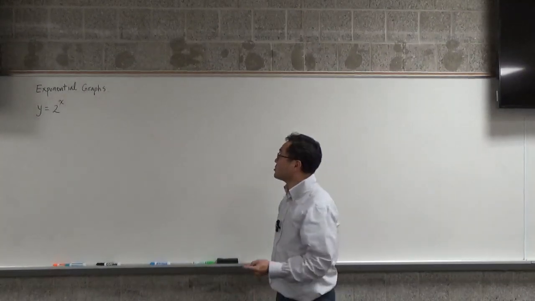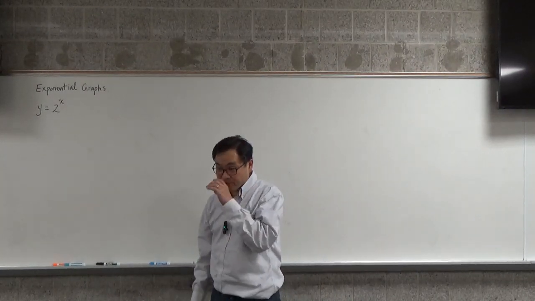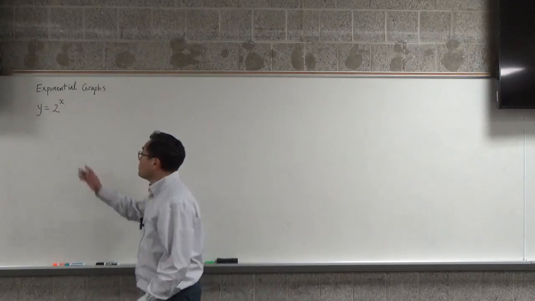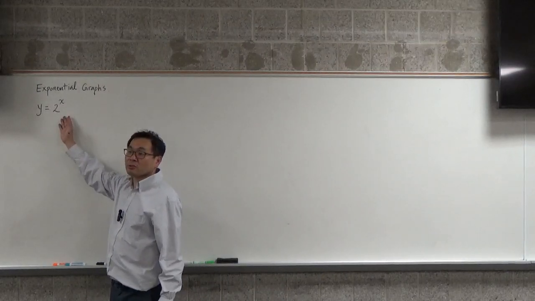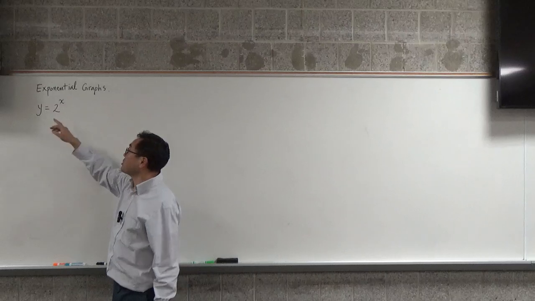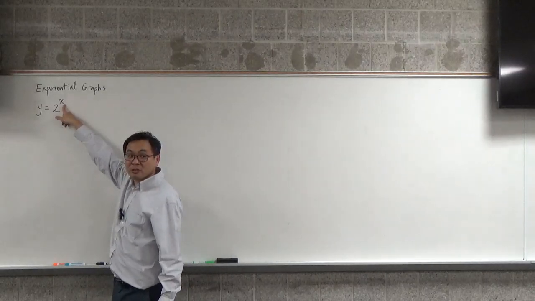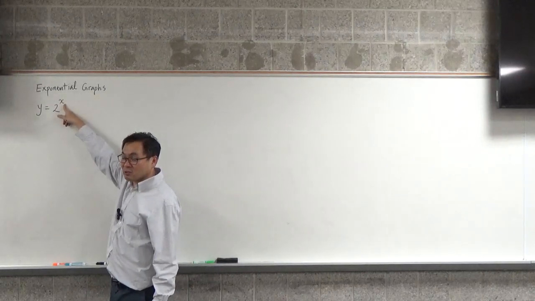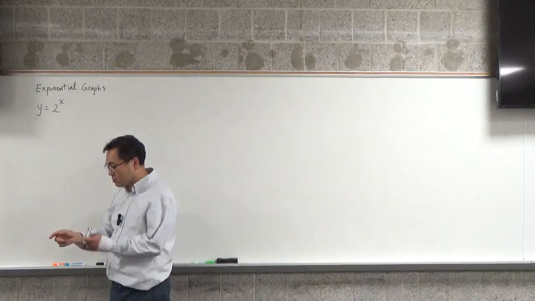Exponential function graphs. Okay, here's an exponential function. Why is this called an exponential function? Because x is in the exponent. If you have a function where x is in the exponent, that's called an exponential function.